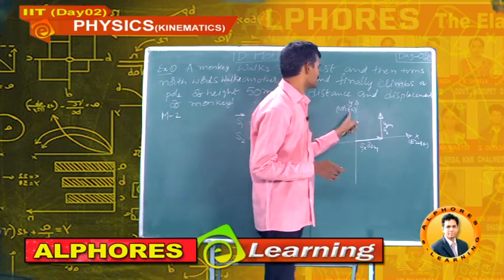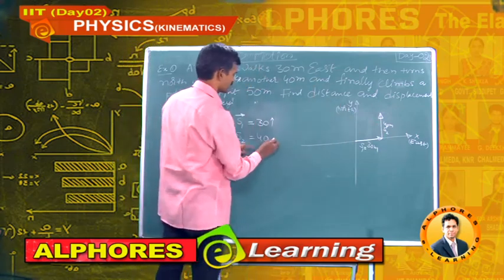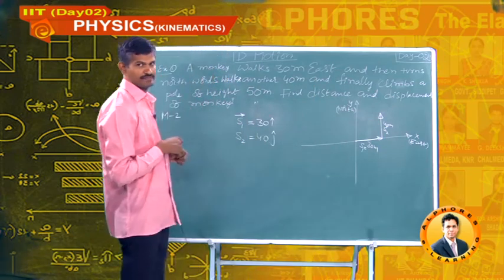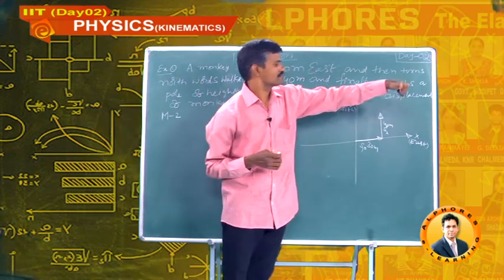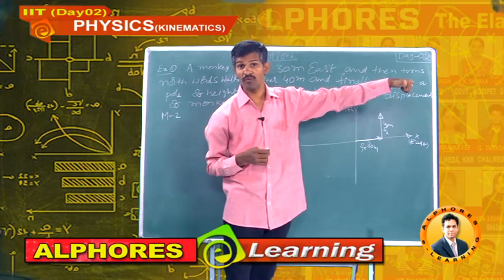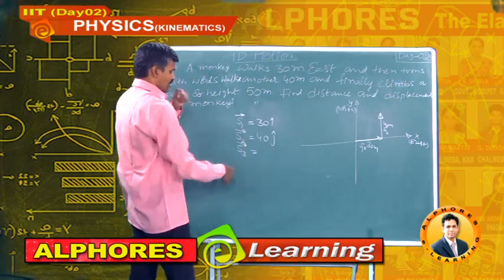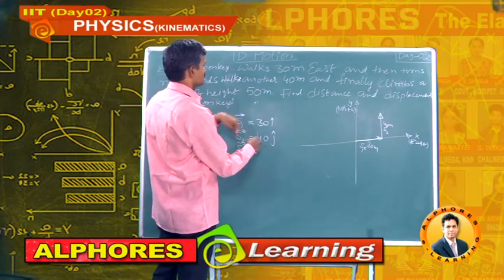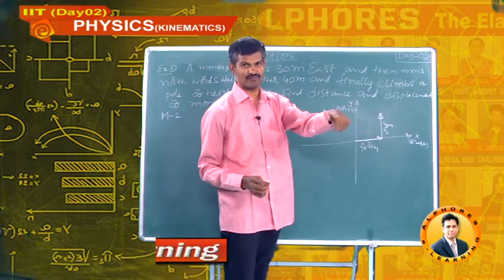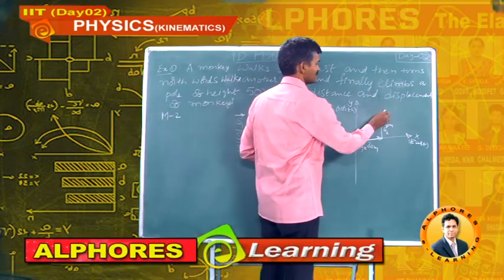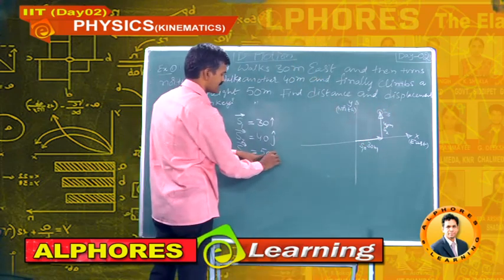This displacement is towards north, so it is taken as the y direction. So this is 40 j cap. Next, the third displacement: the monkey climbs the pole. So that displacement S3 can be written as 50. The upward direction is the z axis, so S3 is outward along z. So this is 50 k cap.